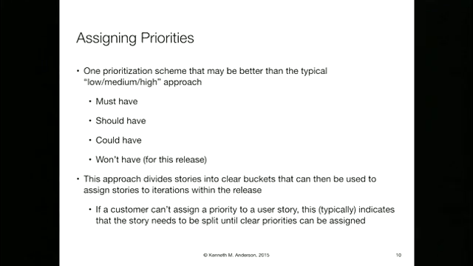These are the must-haves. I got to have these by the time we get to release 1. These are the should-haves. I really, by the time we get to that release, these are features that people are going to expect. These are could-have, so not as high priority, but nice to have if we're there. And then won't have. I'm acknowledging as a customer that this particular feature is something we're going to put in a subsequent release. And this then divides the stories into clear buckets that can then be used to assign stories to iterations within a release and across releases. And if a customer can't assign a priority to a user story, it's usually because the story has to be split further down.